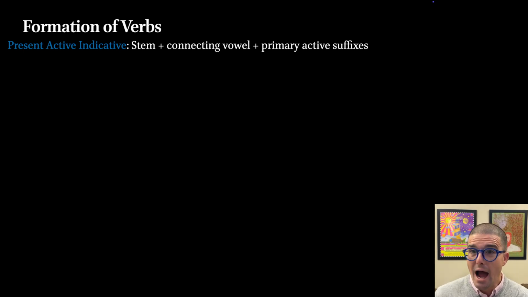So as to how the present active indicative forms, what we have is the stem, the basic part of the verb, and then a connecting vowel. And as we will see, the connecting vowel is actually embedded into the next part here, the primary active suffixes in many of the cases of these particular suffixes. So as we continue in our Greek journey, this slide is going to get bigger and bigger. There's going to be more information on there, and we're going to see how the different verbal forms are combinations of these different things.